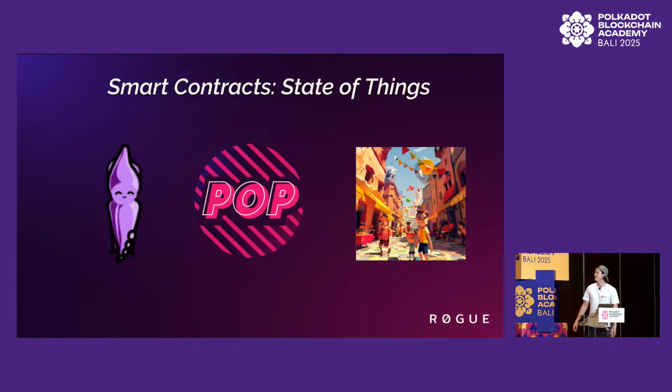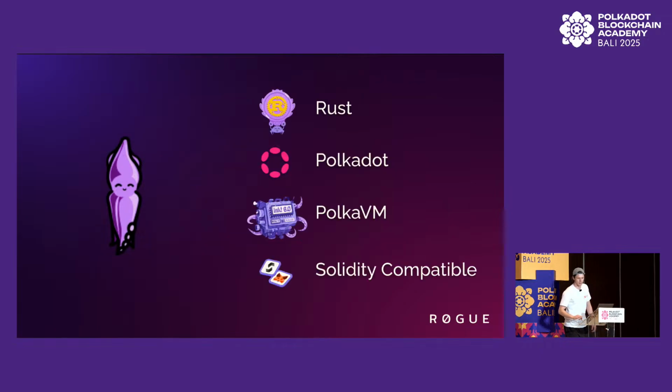Okay, so smart contracts, state of things: Ink, POP CLI, and the Polkadot Hub. Ink is a Rust smart contract language, built alongside the Polkadot SDK since around 6 or 7 years ago. Since a year ago, the Ink Alliance came to life, and we are now developing and maintaining Ink. Before, it was Parity. Parity has done a really good job. Ink is a really solid language.